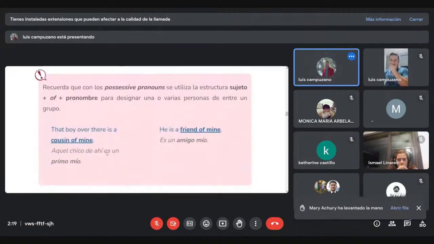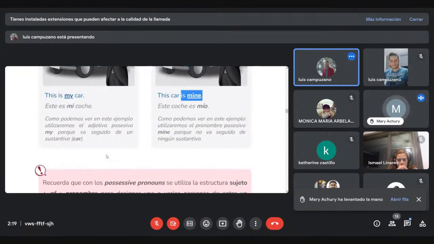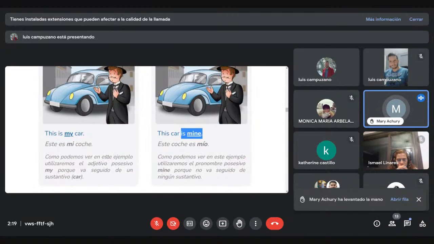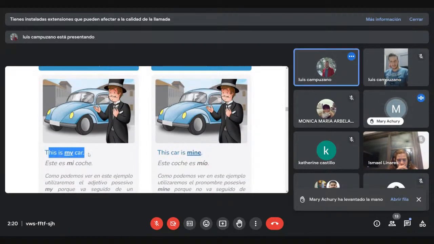All right. Mari, you have a question. Sí, disculpa, ¿puedes volver a repetir lo del carro? Sí, claro que sí. La diferencia del objeto, por favor. Gracias. Sí, claro que sí. Con gusto.